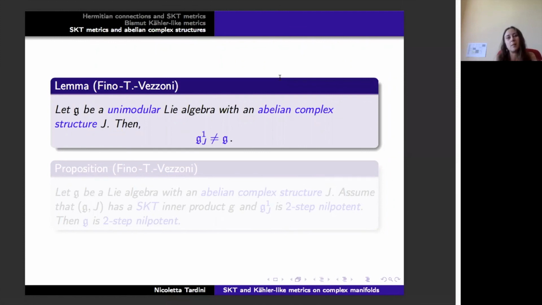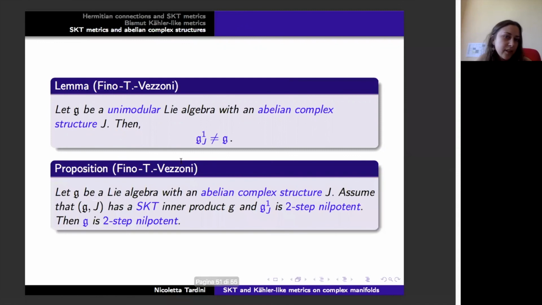But this is a contradiction, you cannot have the equality here for nilpotent Lie algebras. This is due to Salomon. So you argue by contradiction here. And so this was the other part, essentially, of the proof.